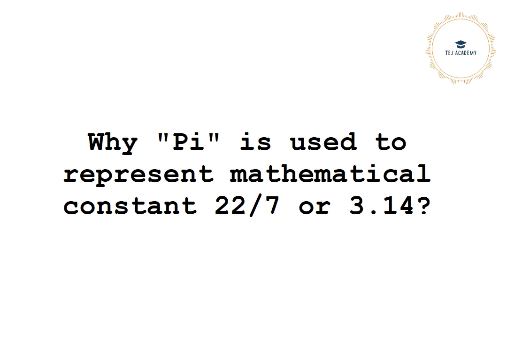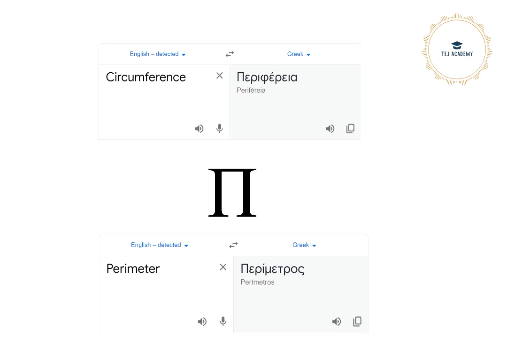This question is very common to everyone. Why is pi used to represent the ratio of circumference to diameter, or the constant value 22/7, and not any other letter? In mathematics, generally the first letter of any metric is used to represent the value of that particular metric. For example, we use C for circumference, D for diameter, and R for radius.